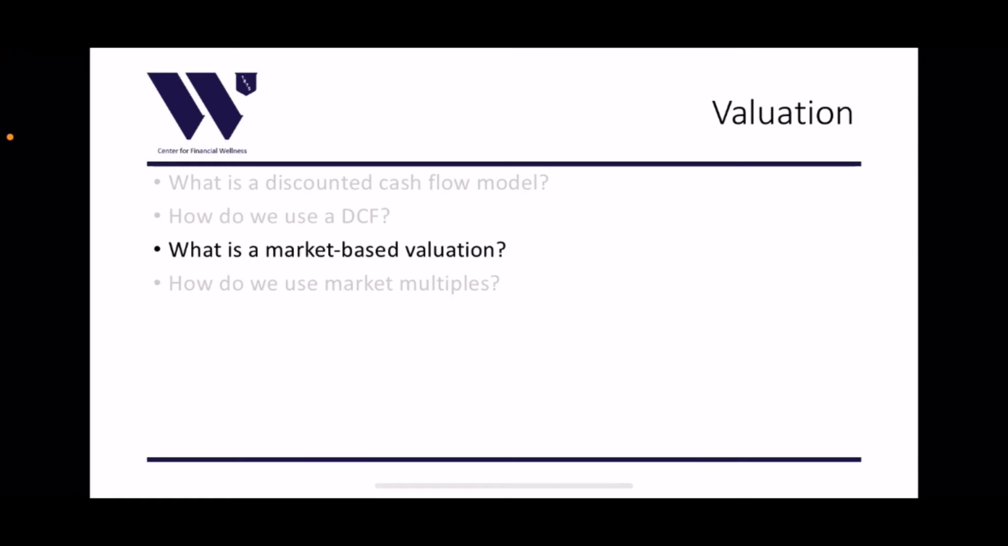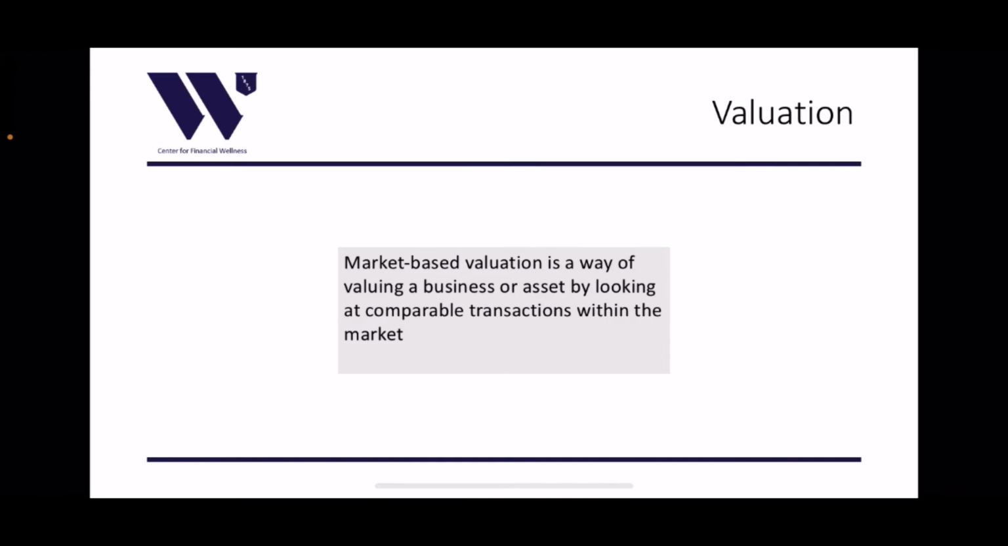So in this section, we'll take a look at market-based valuation. We'll look at the definition and what it means, but we'll also take a look at an example on how we would actually go about using market-based valuation. So we'll first take a look at the definition. The definition for market-based valuation is that it's really just a way of valuing a business or asset by looking at comparable transactions within the market.